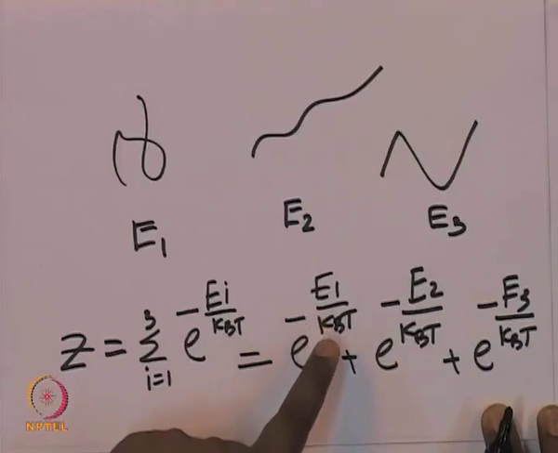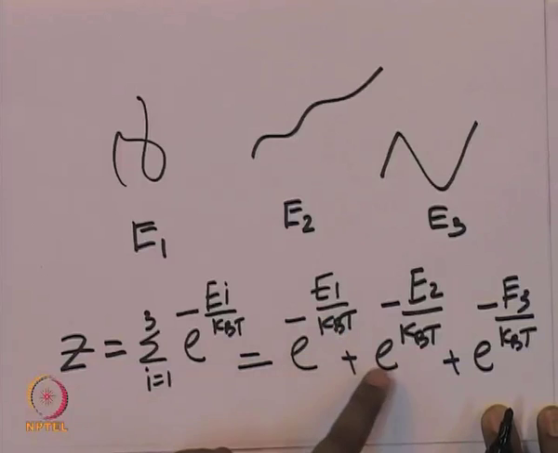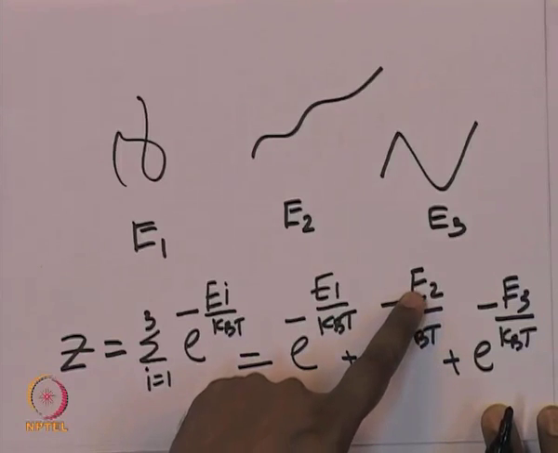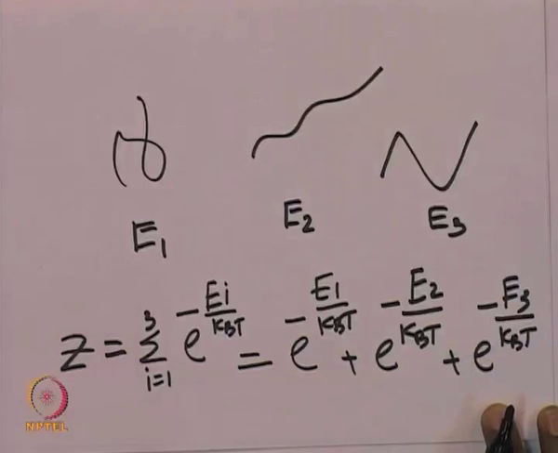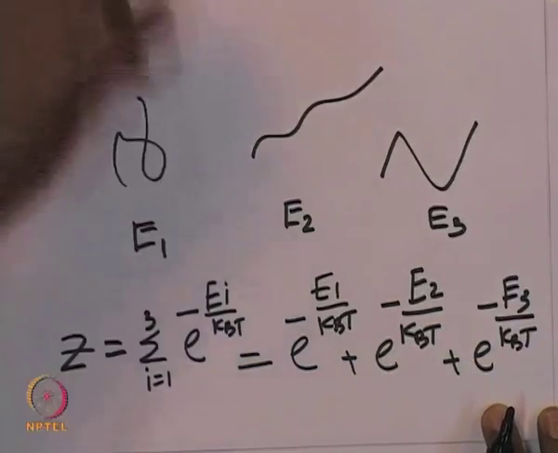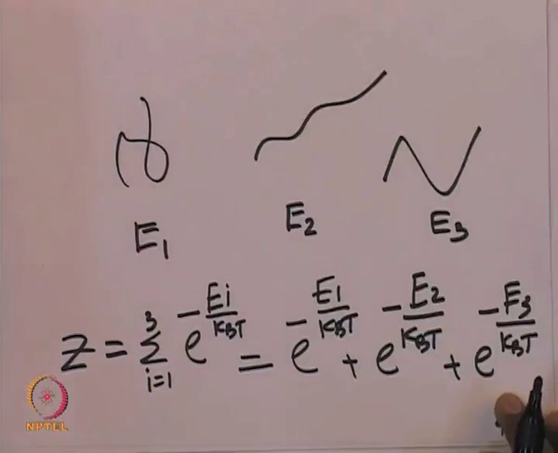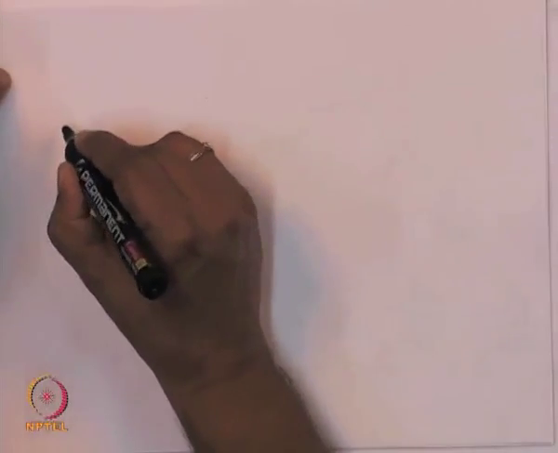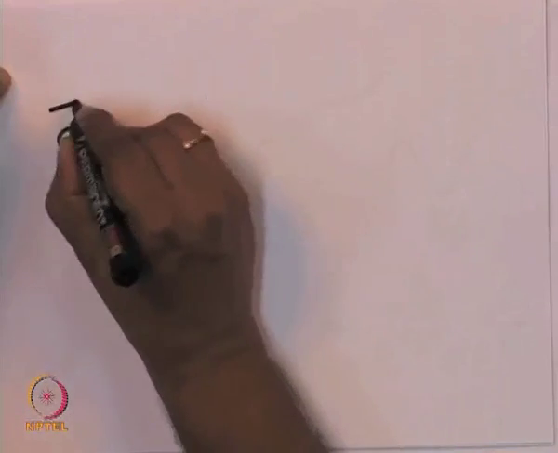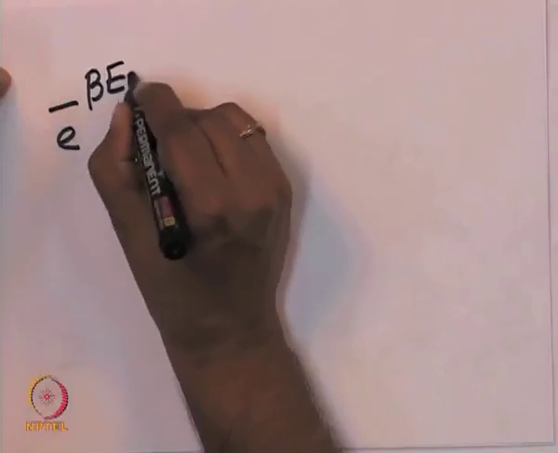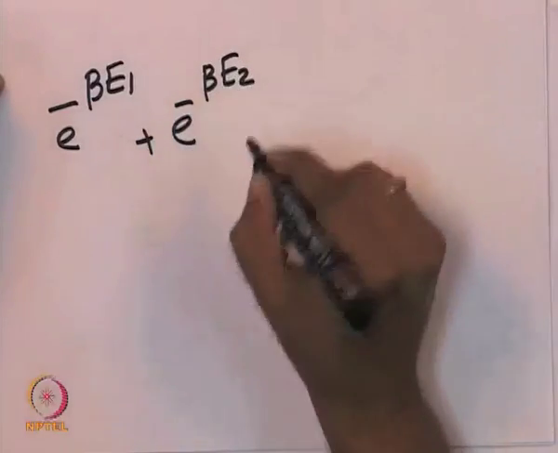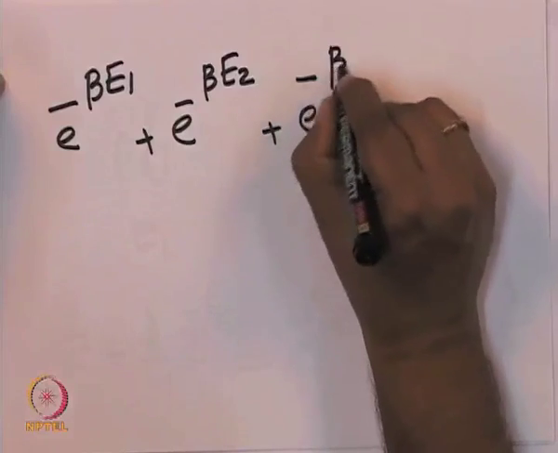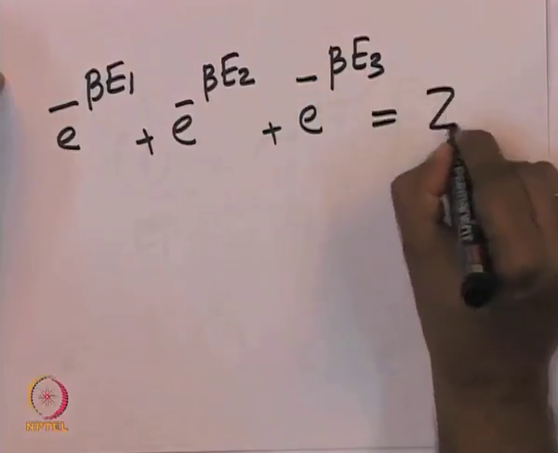So, e to the power minus the energy in state 1 by kBT, plus e to the power minus the energy in state 2 by kBT, plus e to the power minus the energy in state 3 by kBT, and if there are more states, you sum like this many times. Let me write this once more. For a protein with 3 states, we have e to the power minus beta E1, where beta is 1 over kBT, plus e to the power minus beta E2 plus e to the power minus beta E3. This is our partition function Z.